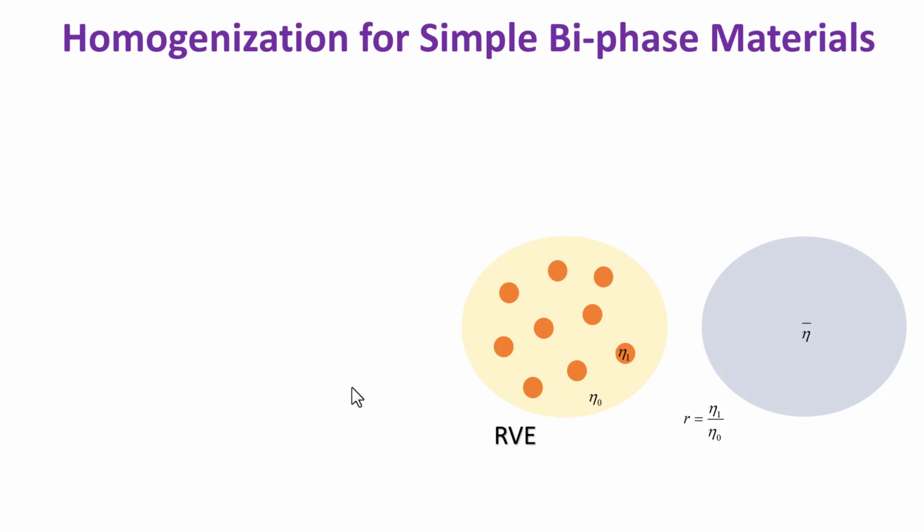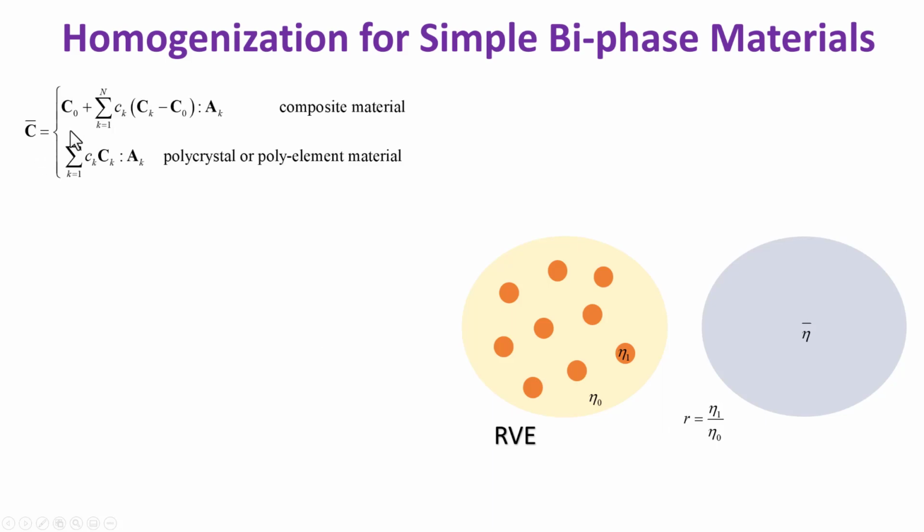I am now going to use a very simple material as an example to illustrate the homogenization calculation. Let us consider a biphase material made of two isotropic phases with viscosities eta 0 and eta 1. The viscosity ratio is R. We have this general expression for the effective stiffness. If there is a matrix phase, this is the expression, and if the material is a polyphase or polycrystal material, this is the expression. Now let us assume that the phases are all spherical and isotropic.